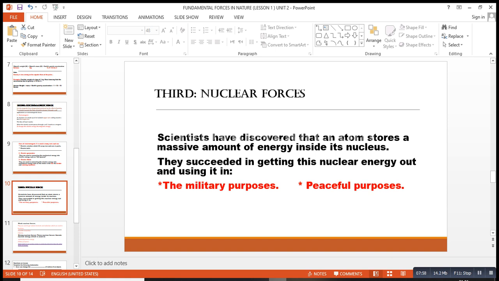Here is a note that Egypt seeks to use nuclear energy in producing electricity more than other forms of energy, because we need it more than anything. Okay, and here are some questions on the lesson. I hope you can solve them all.